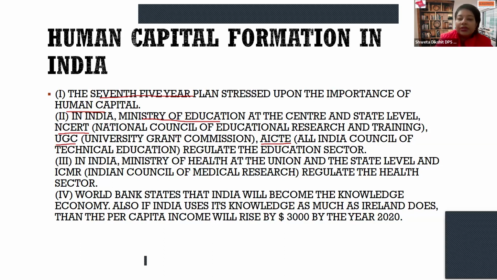NCERT helps for the education of school through central boards. UGC is the University Grant Commission, which monitors, controls, and regulates the university level of education, including and comprising of colleges. AICTE is introduced for the technical education. All the engineering and the other technical educations are regulated under this.